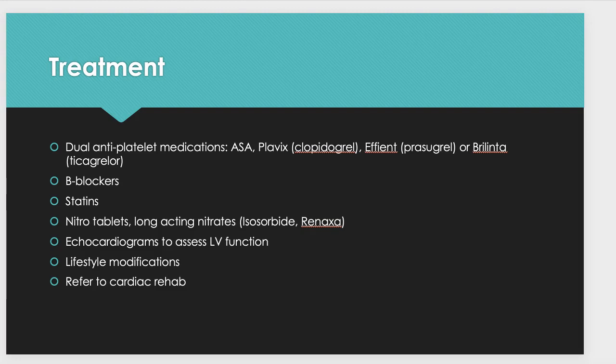We'll also do an echocardiogram to assess the LV function to see if there's been damage to the left ventricle. It's really important to go over with your patient any lifestyle modifications that they will need to make now and in the future. And we will always refer these patients to cardiac rehab.